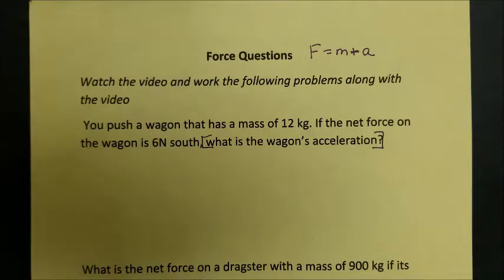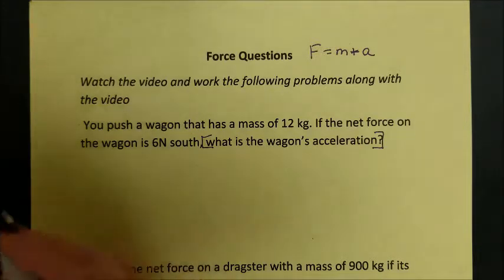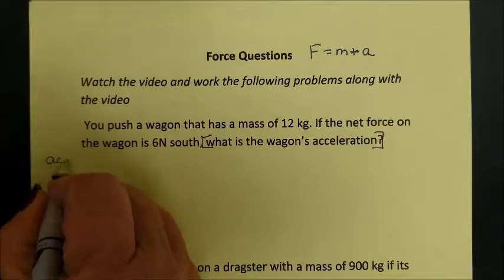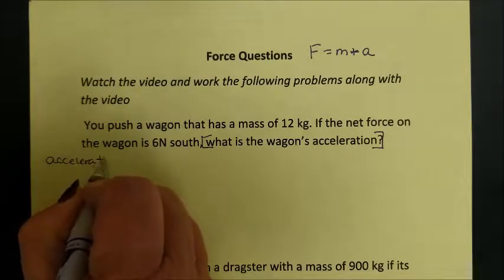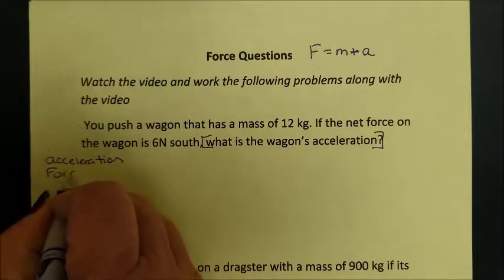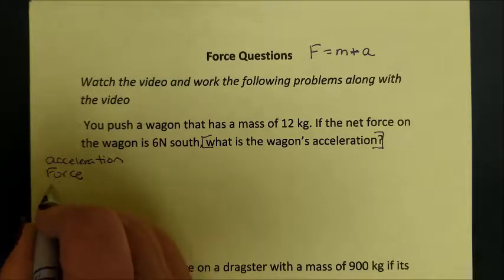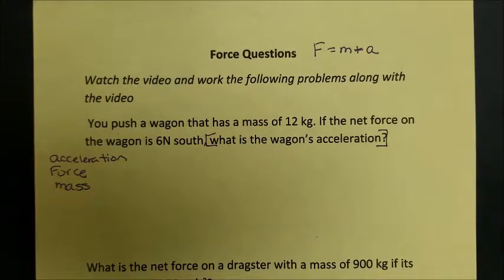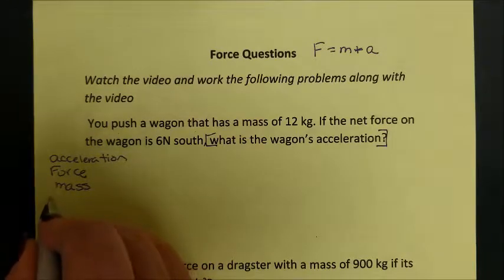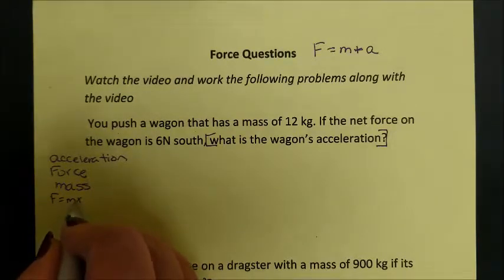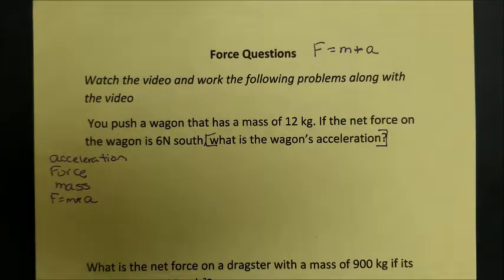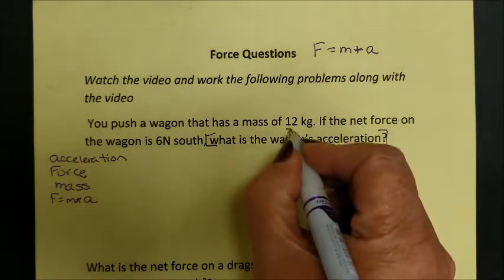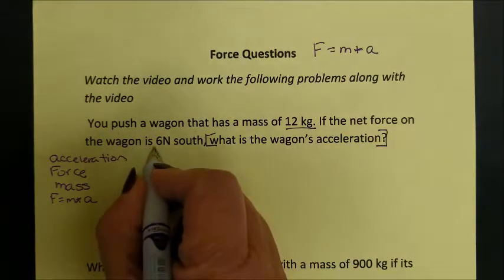Next, the L in BLEUS is list vocabulary and equations. Vocabulary would be acceleration, force, mass, and the formula again would be force equals mass times acceleration. The next thing, we need to underline keywords and numbers. So we want to underline 12 kilograms, 6 newtons.